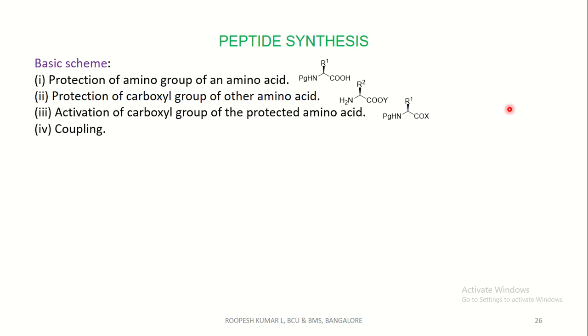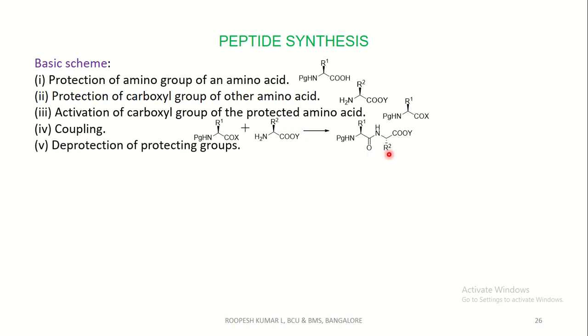Coming to the fourth point, coupling. That is, the N-protected amino acid, the activated N-protected amino acid and C-protected amino acid has been coupled to give a dipeptide. Coming to the fifth one, deprotection of the protecting groups. These are the protecting groups. PG is referred as protecting groups. And you can see here, the N protection and C protection has been deprotected.